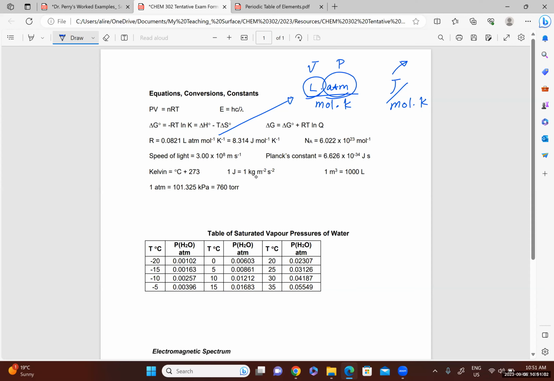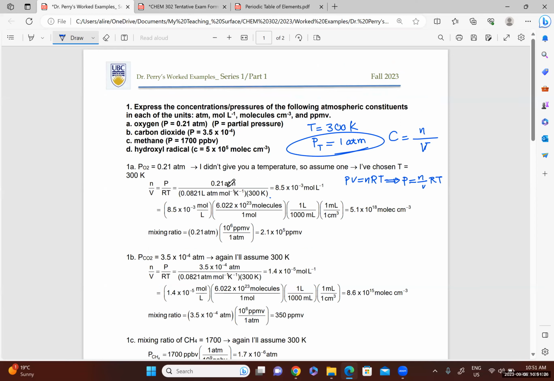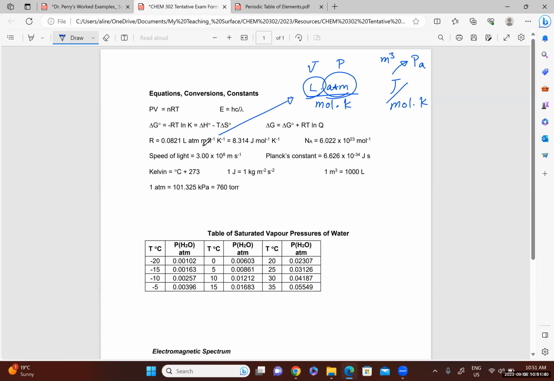In joules, actually, the volume is in meter cubed, pressure is in Pascal. So we need to make sure that they match, and they are the units that we want when we use, for example, this number in the calculations or this other number in the calculations. In this specific case, in part 1A of this question, the pressure is given in atmosphere. So what we need for pressure, in terms of the values that we're using for R, is atmosphere, which means that we can use this one.